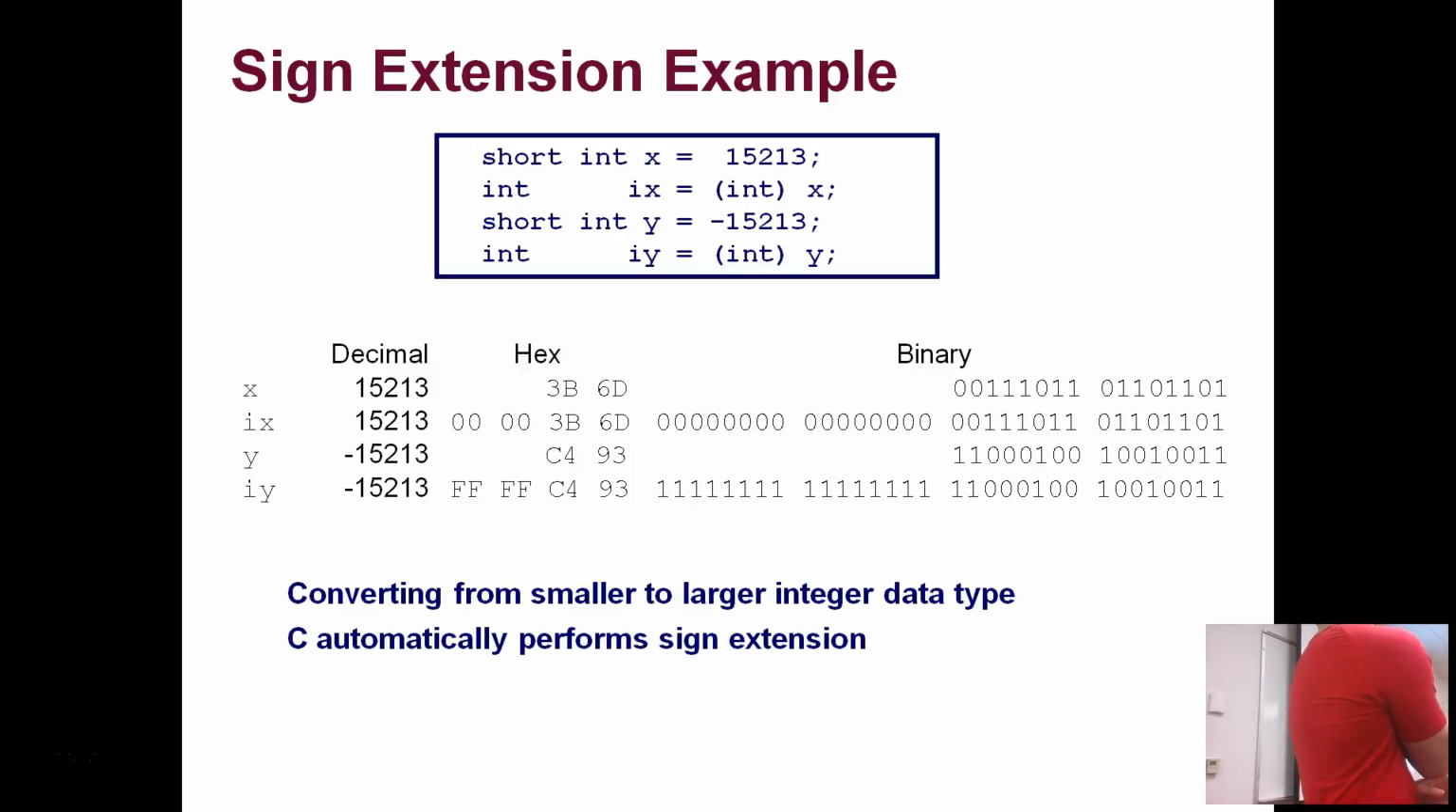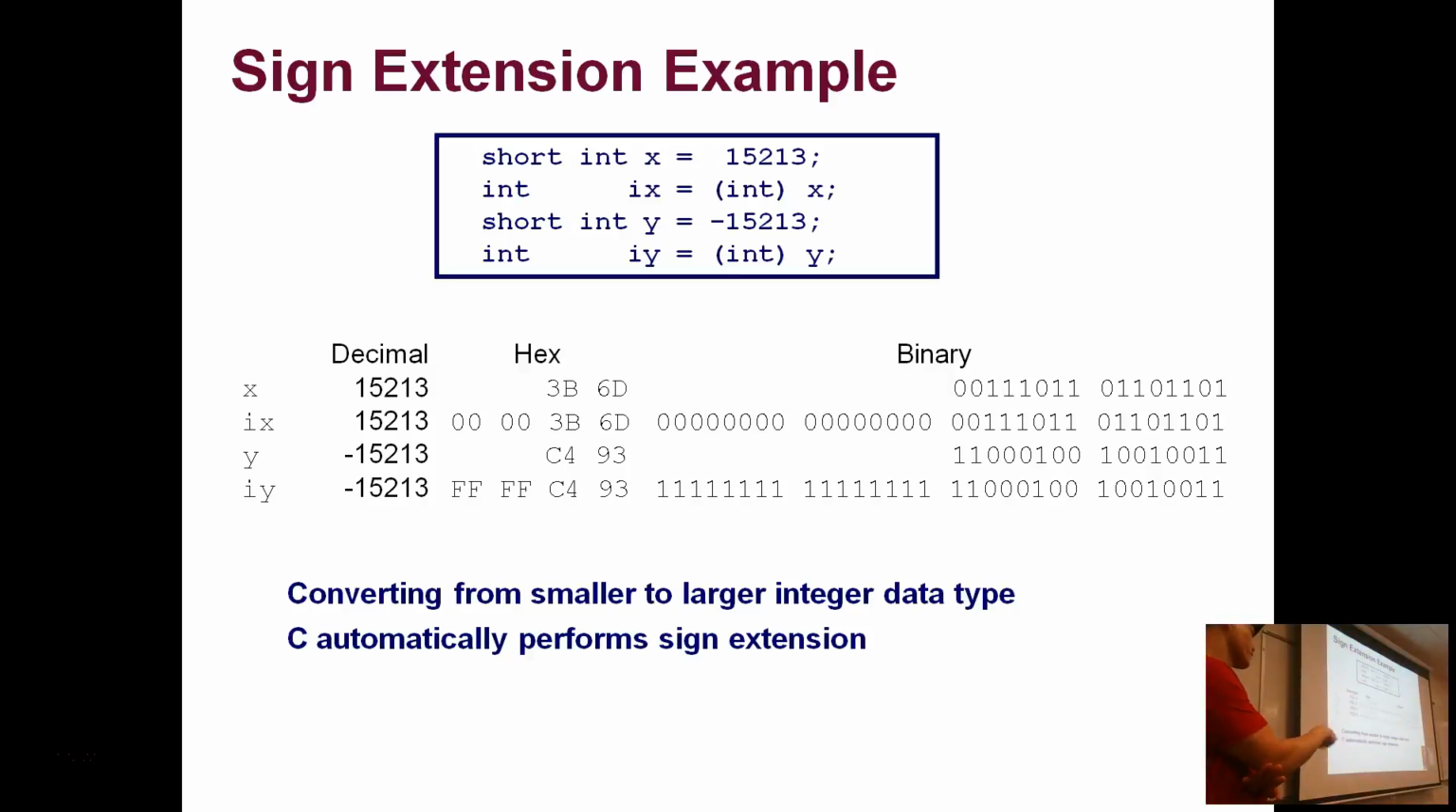When you do this assignment, IY is equal to Y, where Y is the short and IY is the integer, C will automatically convert from the smaller to the larger, and then it will automatically do the sign extension. Basically, the compiler will. The compiler will see this, and it'll generate the x86 instruction to do sign extension from byte to word, or from word to long word, etc.